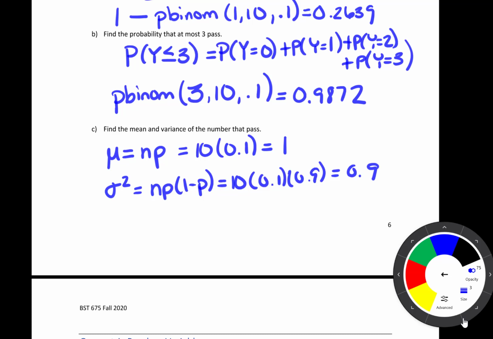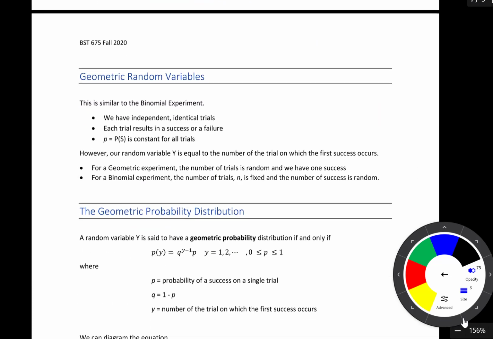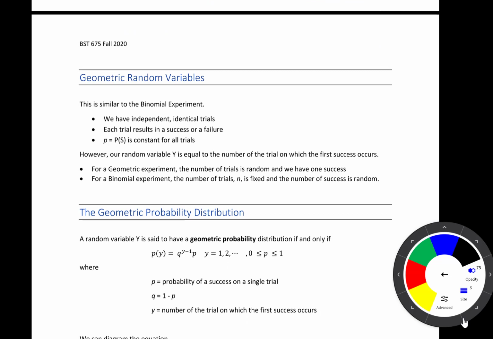So there are many other types of discrete random variables, and so the next one we're going to look at is what is called the geometric random variable. It's very similar to the binomial. We're still going to have independent identical trials. Each trial will still result in a success or failure. But now what's going to be different is instead of modeling the number of successes, we're going to model when the first success occurs.